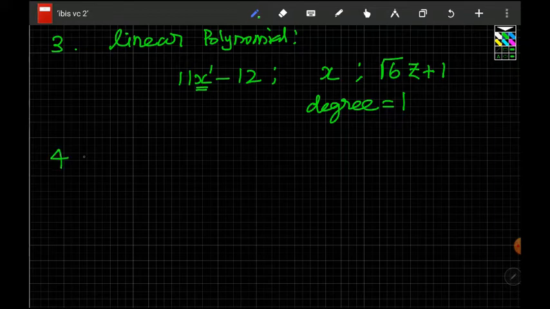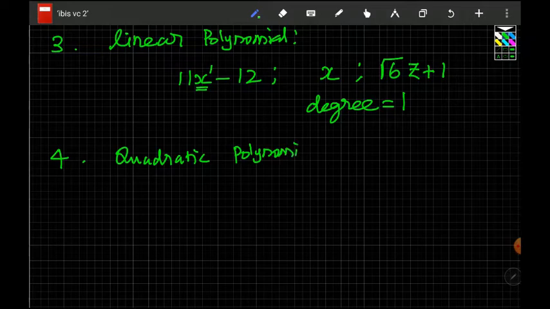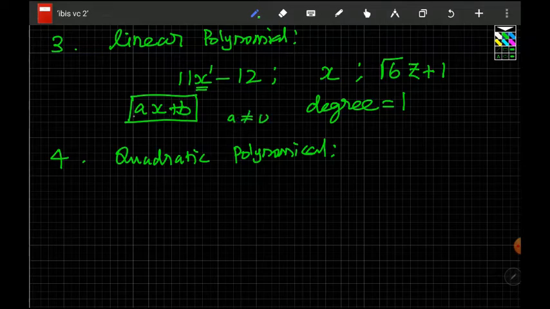In our list, fourth comes the quadratic polynomial. A polynomial of degree 2 is called a quadratic polynomial. Let us say the general form. The general form of the linear polynomial is ax plus b, and sometimes b may be 0, but a cannot be 0. So ax in general is a linear polynomial.